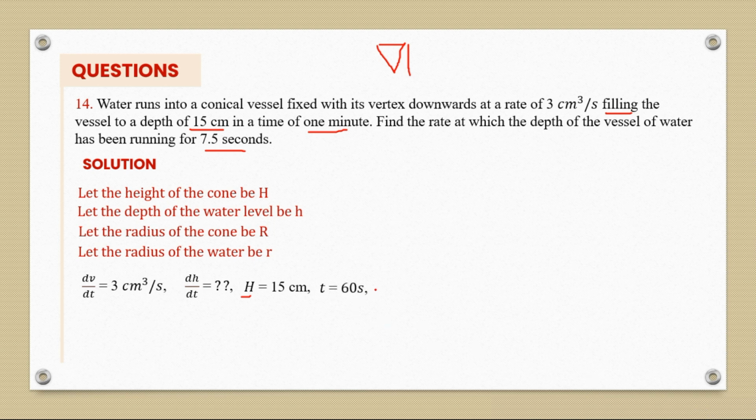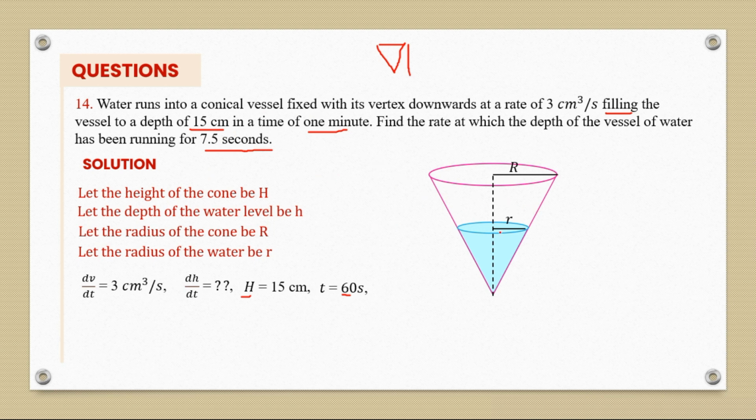Alright, so now let's see this. And then we've been told that it takes 60 seconds for the cone to become full. So this is the cone. I've drawn it this way just to help us in measuring. Now we've been told that it took 1 minute to fill the vessel, but in the question we've been told to find the rate at which the depth of the water is changing at 7.5 seconds. So I want to know it before we go to 1 minute.